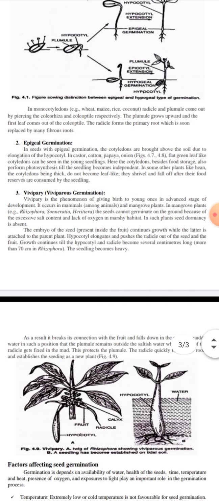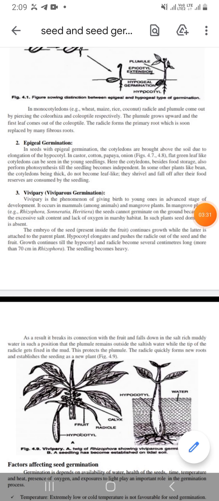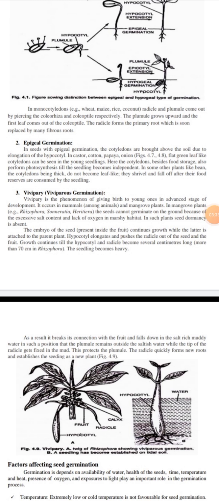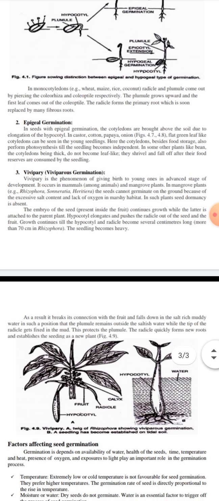Vivipary is another phenomenon. In vivipary, there is no need of germination. It is a phenomenon of giving birth to the young one while it is attached to the plant itself. In vivipary, the seed germinates while present on its parental plant, and after that it gets detached. This is observed in mangroves and some other crops.